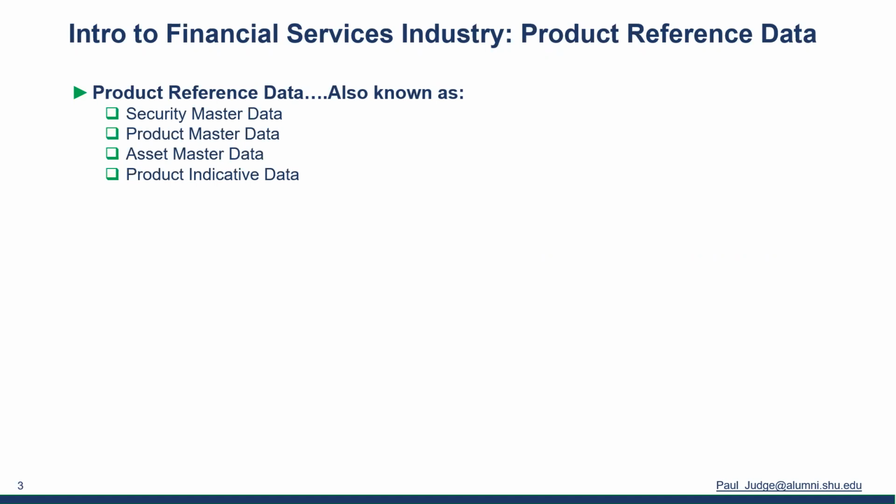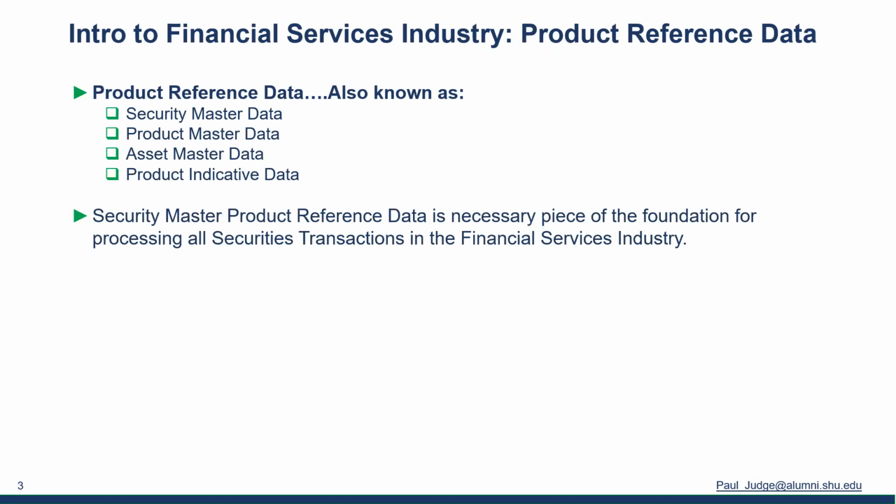So let's talk about this a little bit. Security master product reference data is a necessary piece of the foundation for processing all securities transactions in the financial industry. So what do I mean by that? I mean that there's certain data that you need to process any type of transaction, whether it's an FX transaction, or an equity trade, or a stock loan, or buying a corporate bond or doing a repo. Anything you do, there's a certain underlying data. You have to be able to identify what is the product, what is the asset.